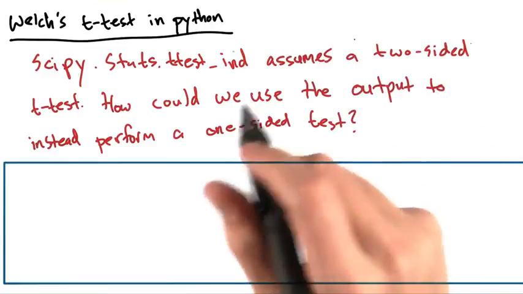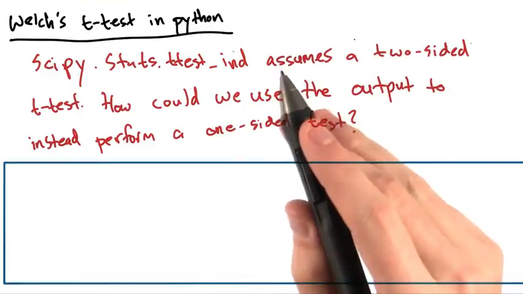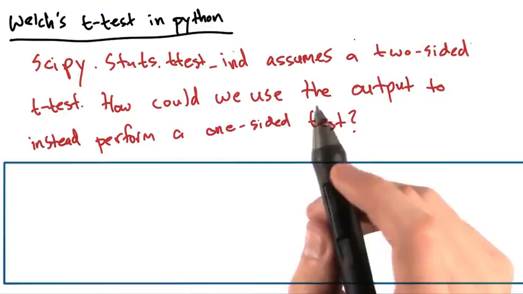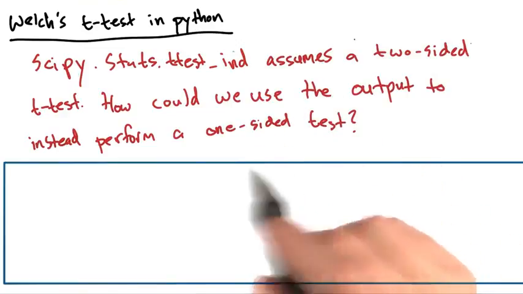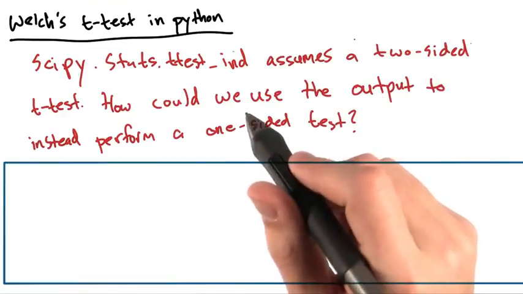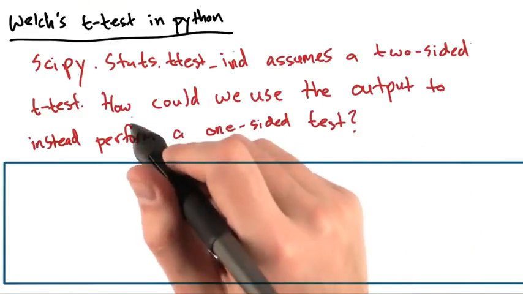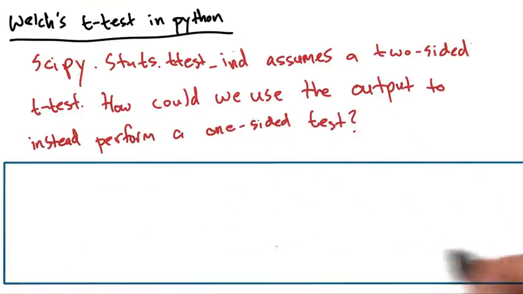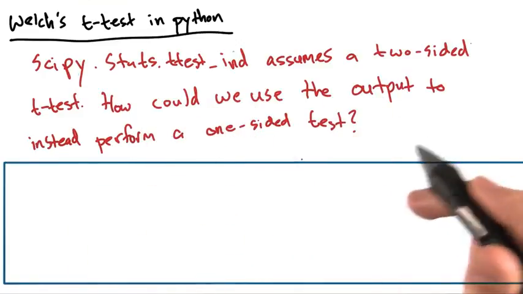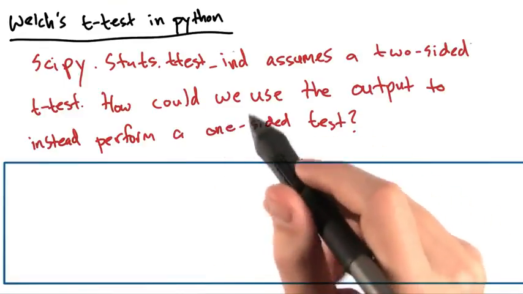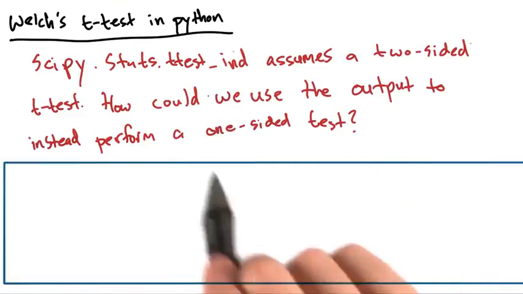Say we wanted to do a one-sided t-test. That is, we're interested in testing whether one mean in particular is greater than or less than the other. How might we do this given the output that this function produces? Write your answer in the text box below. Here's a hint. We can still use the t-value and p-value that this function returns. Don't worry, this won't be graded.